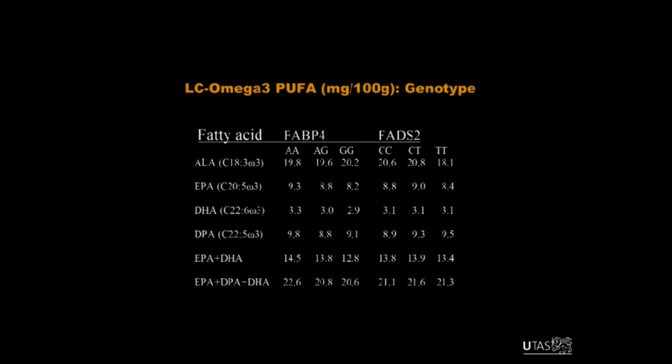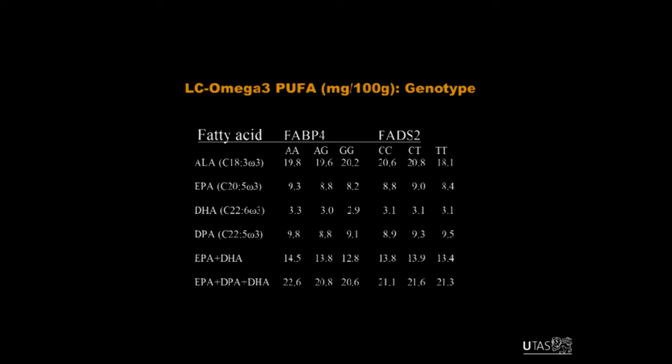For the purposes of this seminar, I've only put two tables to show you the results that we've obtained. As far as the distribution of the LC omega-3 PUFAs in terms of milligrams per 100 grams, for alpha-linolenic acid, if you look at the AA genotype or the AG or GG within the fatty acid binding protein, what we did notice was that there wasn't too much of a difference as far as the quantity of the fatty acid is concerned. Now, when you come to eicosapentaenoic acid or EPA, what we noticed was that if you have an AA genotype, it was a little bit more than what you got for the GG and so on and so forth. That is at the fatty acid binding protein 4.